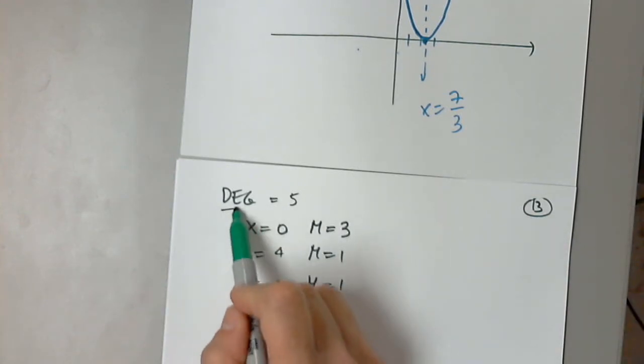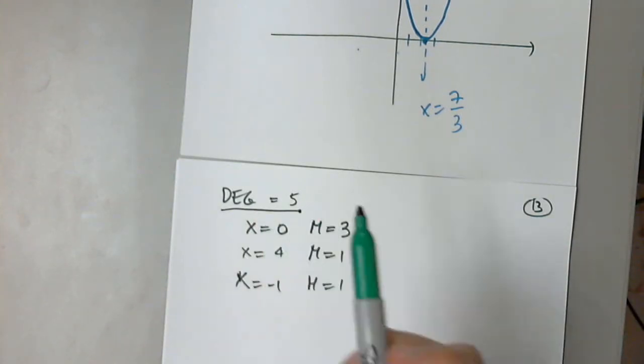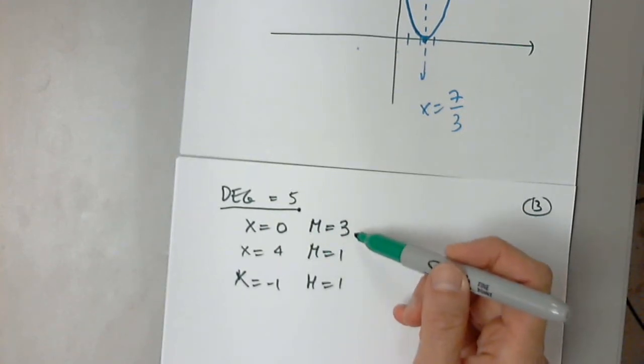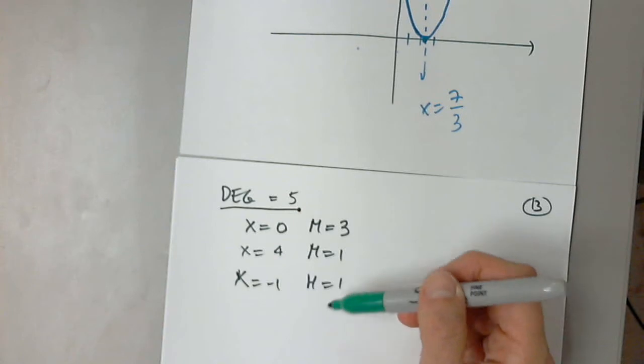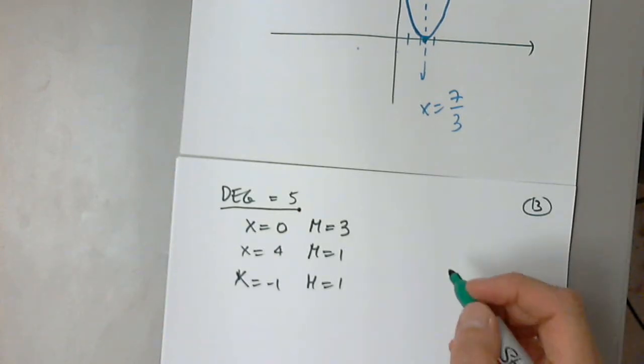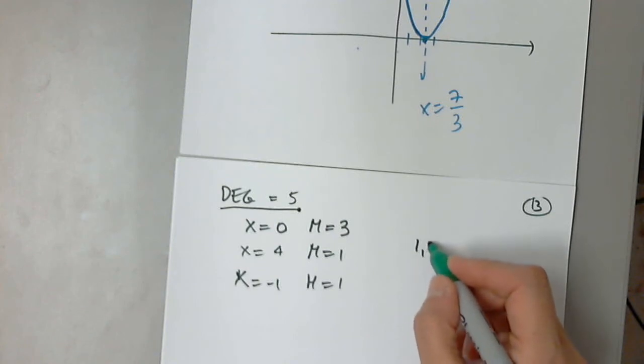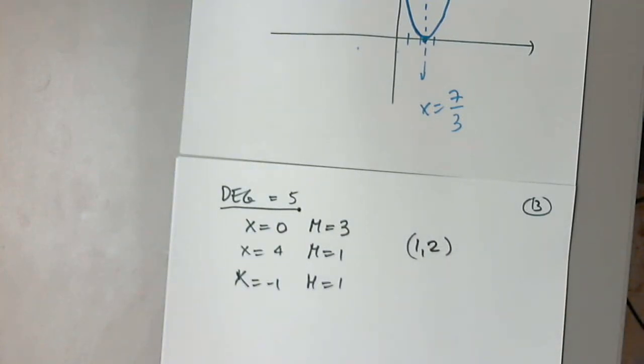Yes, we're constructing a polynomial with degree 5 with solutions x equals 0 three times, 4 once, and -1 once. And let's say passing through the point 1, 2. Can anyone tell us how to write this polynomial? What is the starting point here?